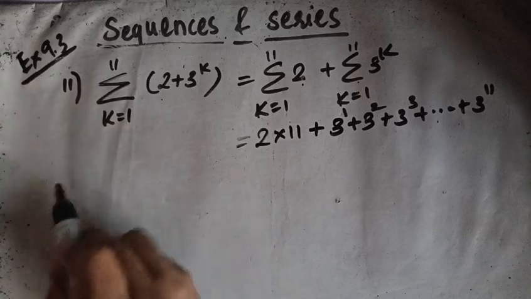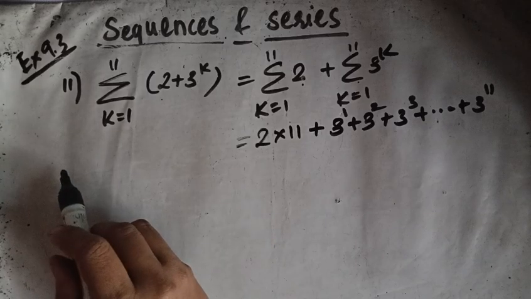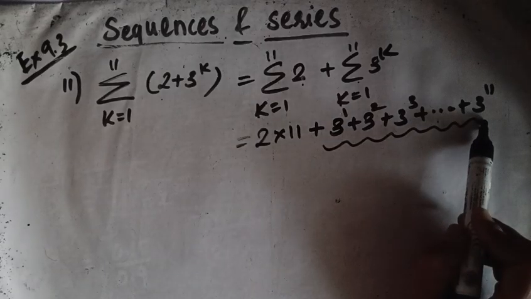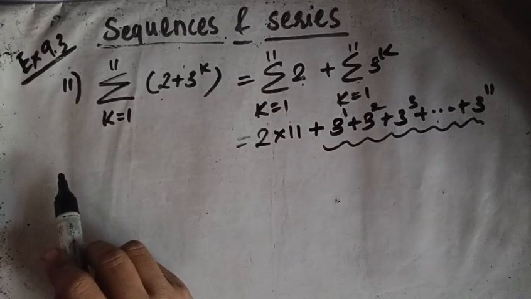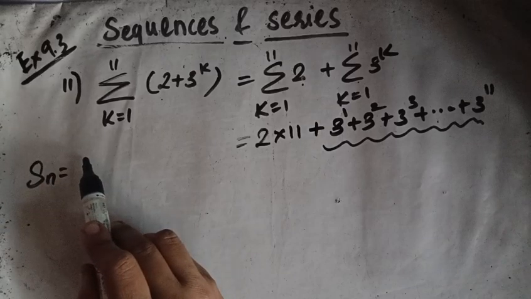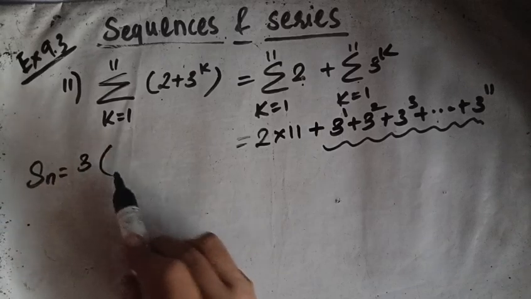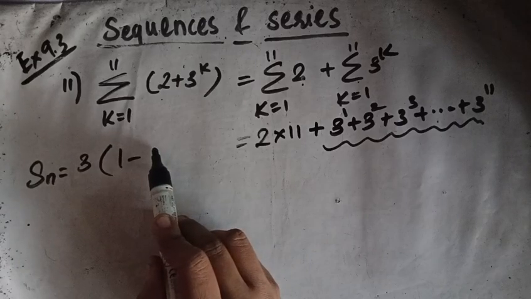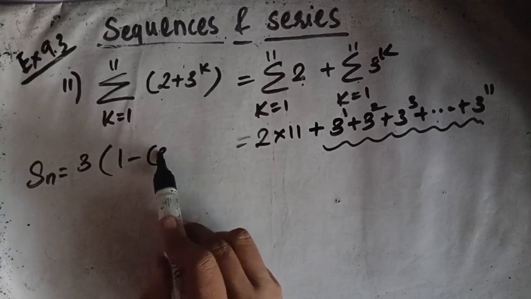Okay. So we have to find the sum of n terms. That is, this is our GP. Okay. So Sn, a is 3, 1 minus 3 square by 3, so 3 again.